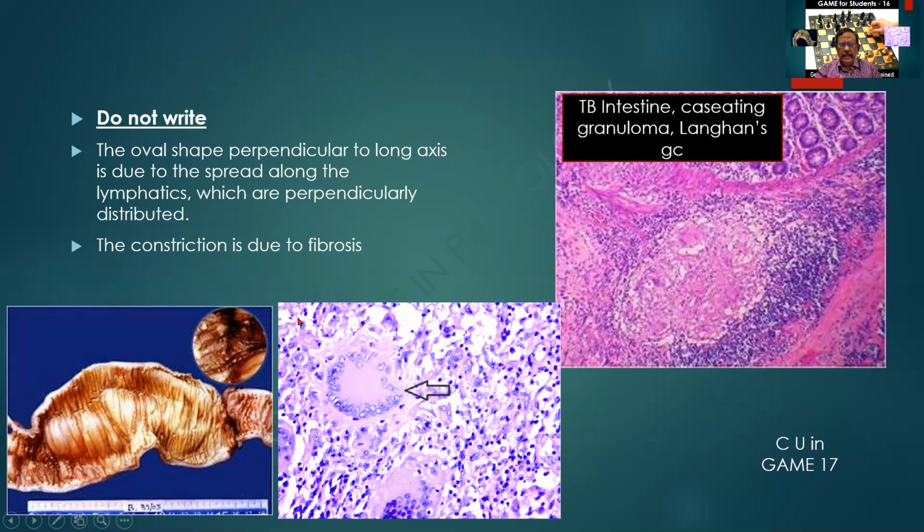And this again you do not write, and this is the shape of the ulcer etc. that has been described, and this is a granuloma showing Langerhans type of giant cells. And to summarize, there is a caseating granuloma in tuberculosis surrounded by lymphocytes.